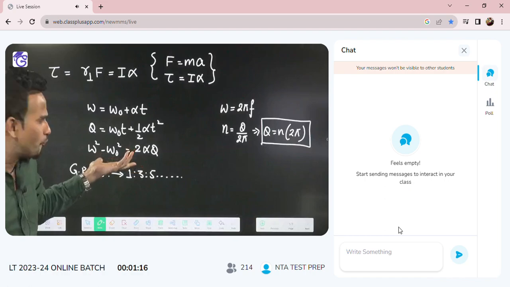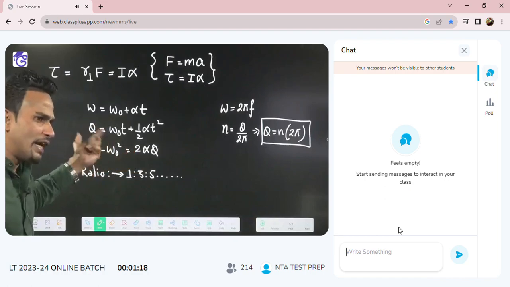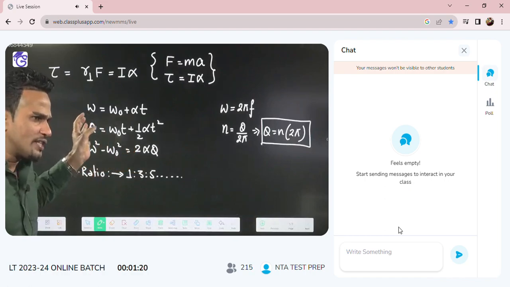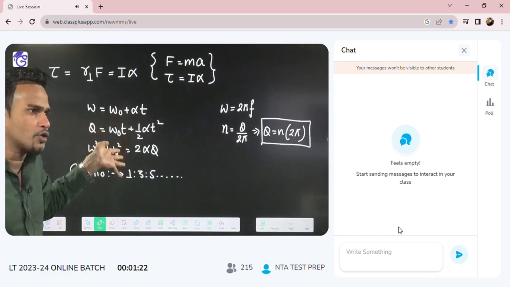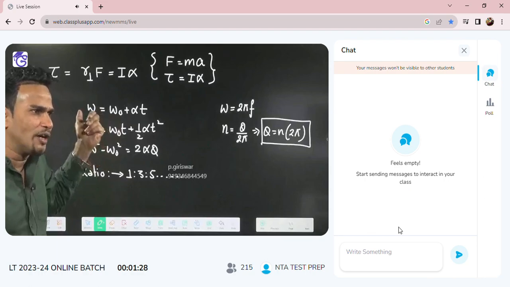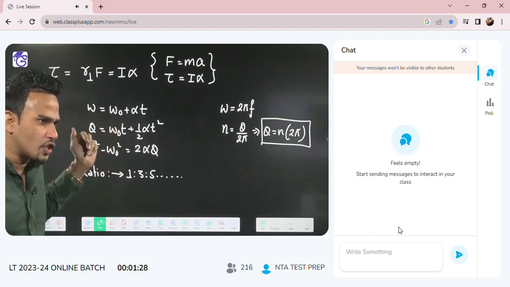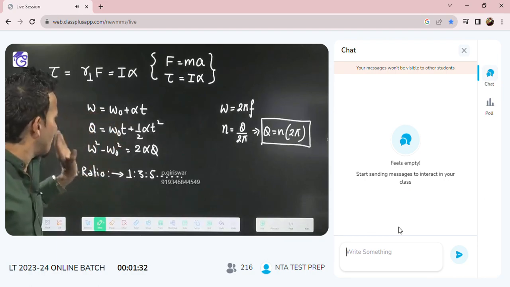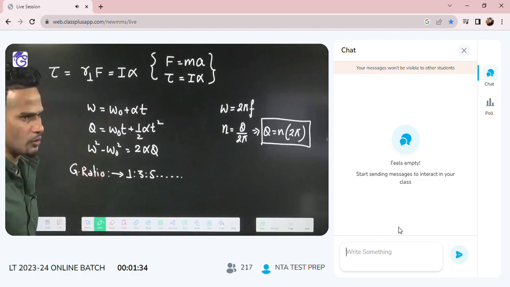They may ask you to find angular velocity, they may ask you to find angular displacement. We can use the equations which we used in circular motion also. They also studied angular velocity, angular displacement, angular acceleration. So those equations we can use for a rigid body also.